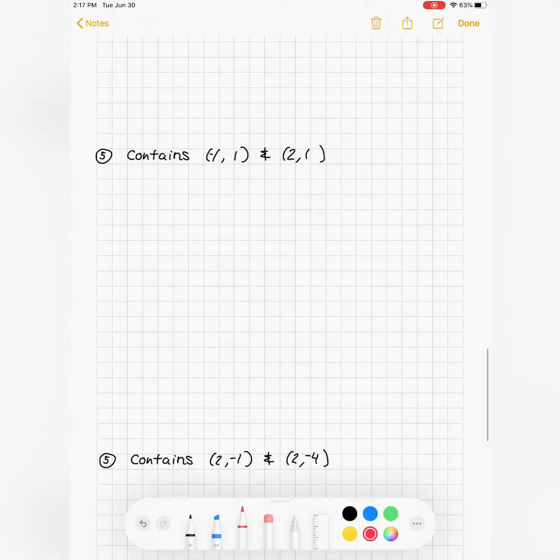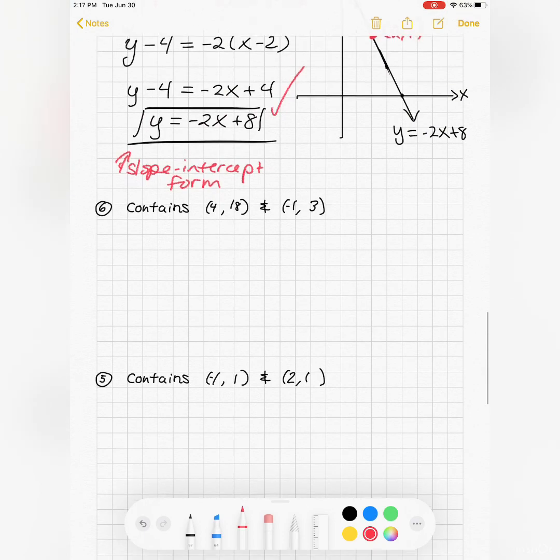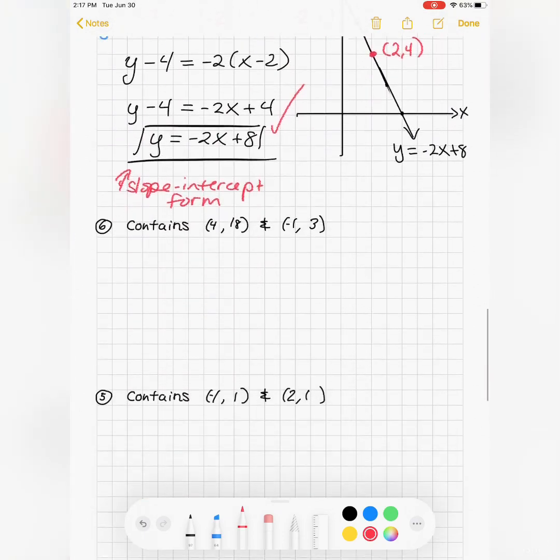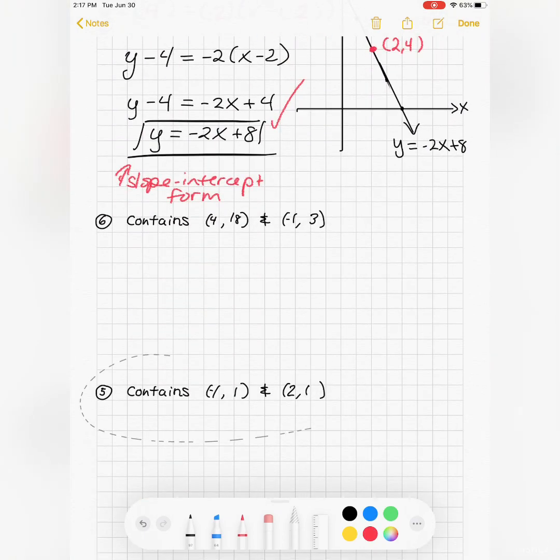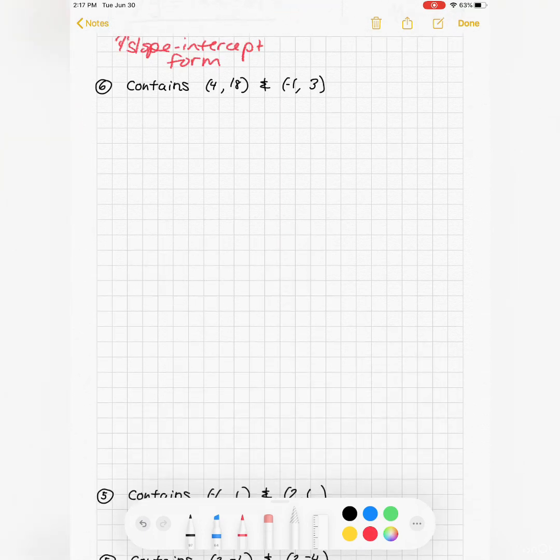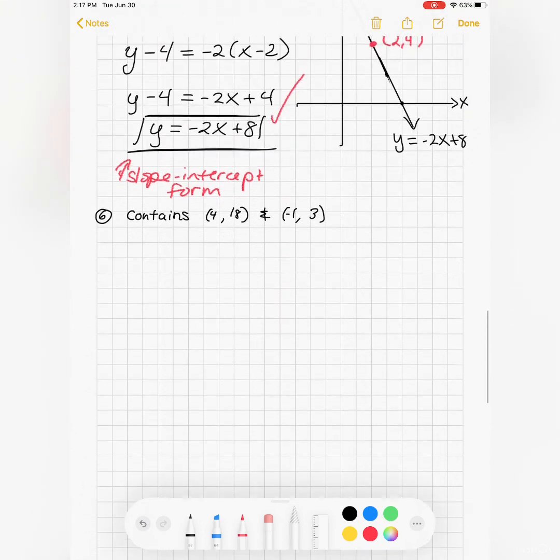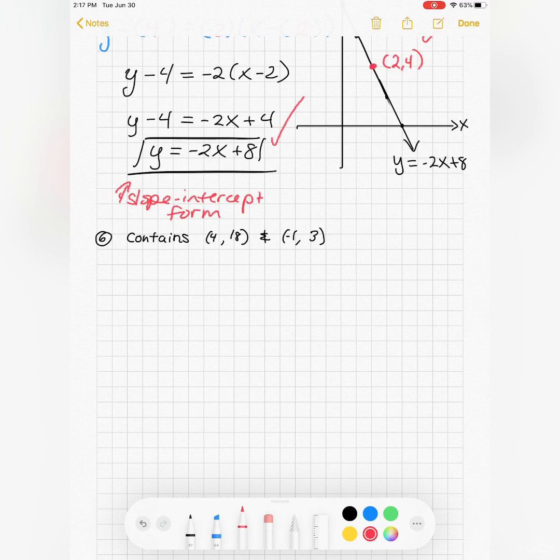Just taking a look. These are all very similar. I don't know if we need to do all of these. Maybe, let's see what they are. So, starting out the same way, this is my template. That's my point slope form.